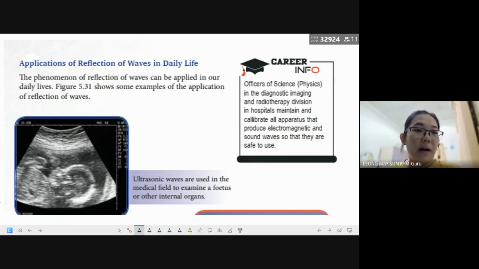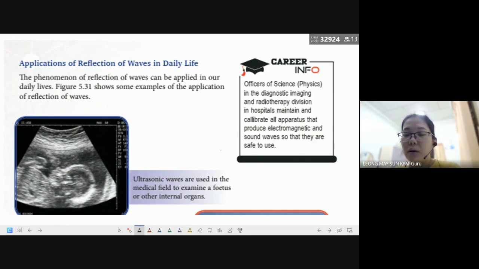Okay. All right. So the applications of reflection of wave in daily life. The phenomena of reflection can be applied in our daily life for a few situations. The first is actually ultrasonic wave, all right, that is used in the medical field to examine the fetus or the other internal organs using the ultrasound.